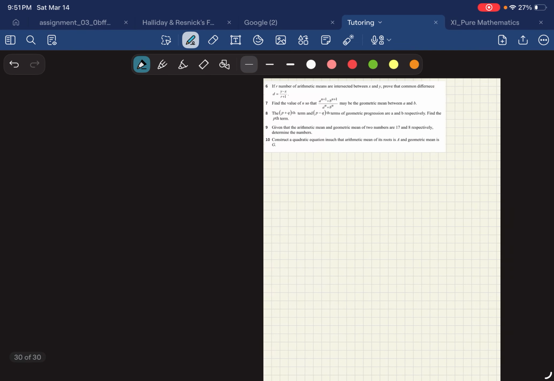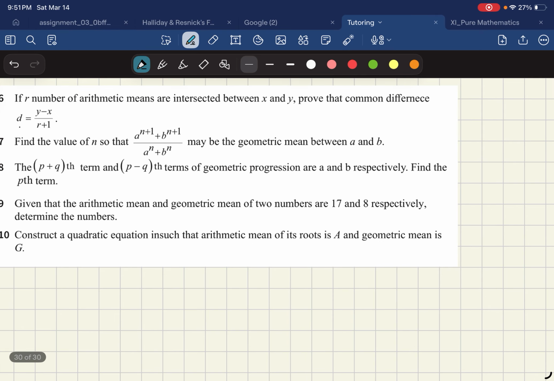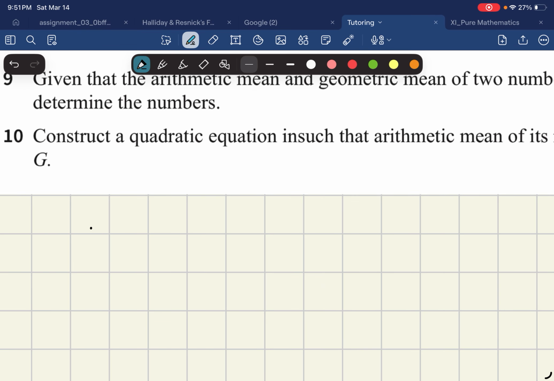All right. Question 6. If r arithmetic means are inserted between x and y, prove that the common difference is this expression. All right. So we have x, and then we're adding r terms in between, r arithmetic means. So the first mean would be x plus d, x plus 2d, x plus 3d. So we're adding r of these. So our last arithmetic mean has to be x plus rd, because the coefficient in front of d is working as our counter for the arithmetic means.